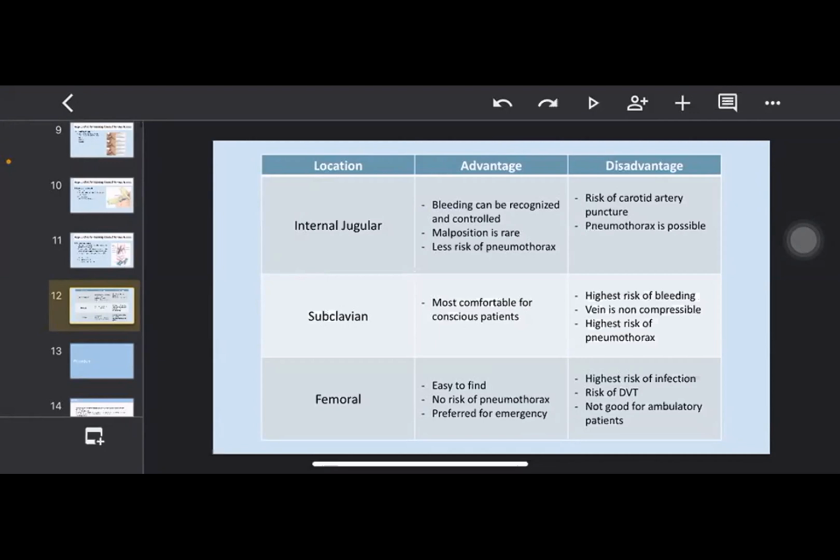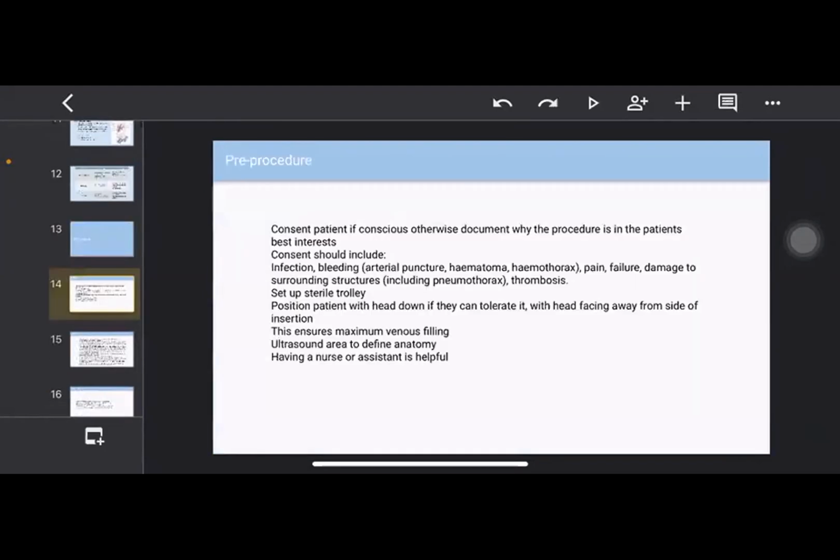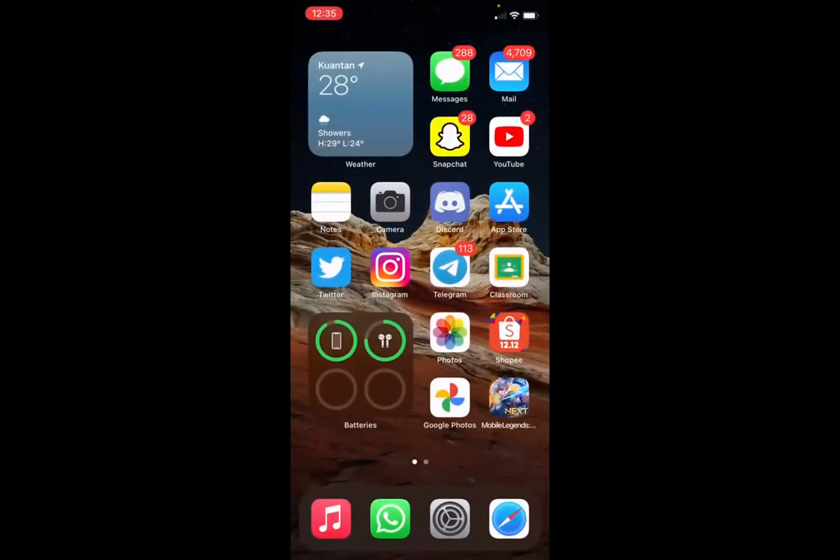And the third one is femoral. It is quite easy to find and has no risk of pneumothorax, but it has the highest risk of infection and also the risk of DVT. Next, I'll be explaining about the procedure. I will not explain that much because I will just show you a video.